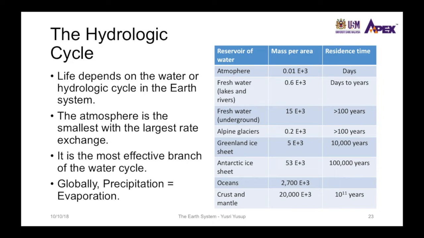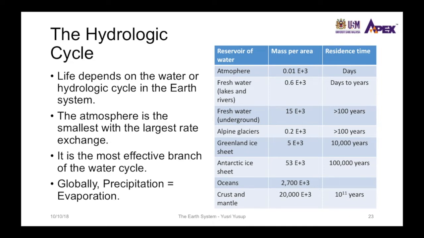where there are many reservoirs of water. There's the atmosphere, fresh water in lakes and rivers. There's also the fresh water in the underground, the alpine glaciers, the Greenland ice sheet, the Antarctic ice sheet, oceans, and the crust and mantle. The second column is the amount of mass for each reservoir, but per area, specifically per meter squared, and the amount is in the order of 10 to the power of 3. So we see that the atmosphere has the smallest amount of water, while the crust and mantle has the largest amount of water.